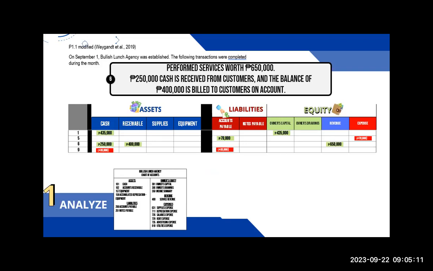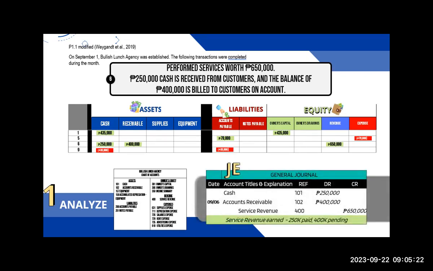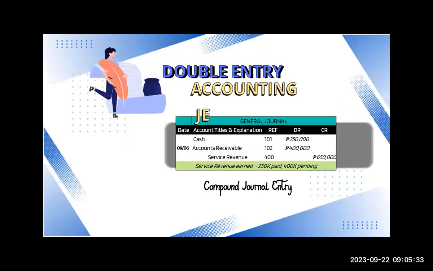Next, ito, 3 accounts yung affected. Tumaas yung revenue of 650,000 and tumaas si cash and receivables. So how do we record this? Debit cash of 250,000, tumaas si cash. Debit accounts receivable, 400,000, tumaas si receivable. Credit service revenue, tumaas si service revenue, 650,000. Now, this is what you call a compound journal entry, in contrast to a simple journal entry. So bakit siya compound? Because it involves at least 3 accounts.